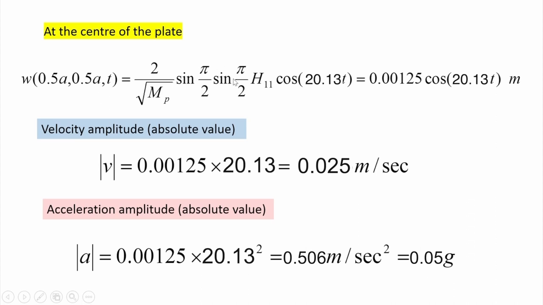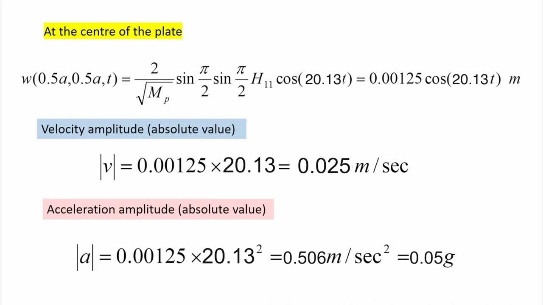Obviously, this will give 1, and therefore the displacement, after substituting the frequency omega 11, is coming as cos of 20.13 t. H11, as we have got earlier, and then we multiplied again by 2 by root of mp, it is coming as 0.00125 meter. So the amplitude of the displacement curve, which is a cosine type, is 1.25 millimeter.